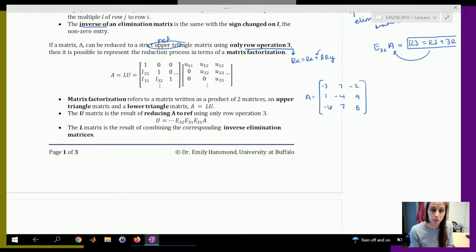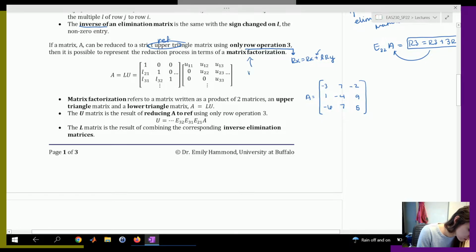It turns out it's possible to represent this reduction process, these row operations, in terms of a matrix factorization. Matrix factorization just means products of two matrices. That's all it means. Nothing fancy. It's just 6 can be represented as 2 times 3. That's a factorization. Same idea here.